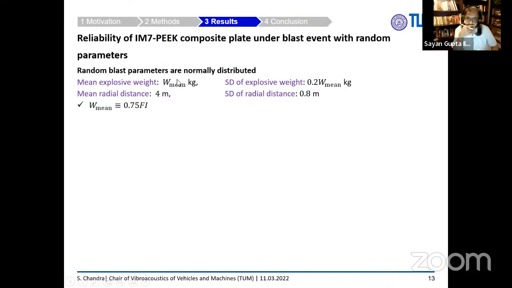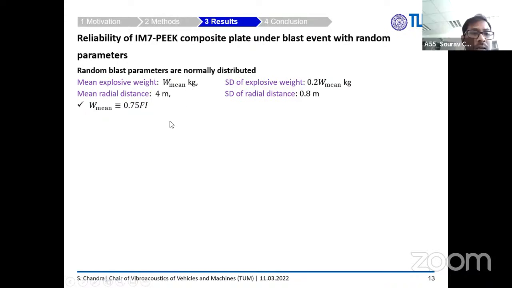So W mean we have calculated, which is basically 75% of the failure index we have calculated, and the corresponding W is considered as the W mean, with 20% standard deviation, that is 20% of the W mean.